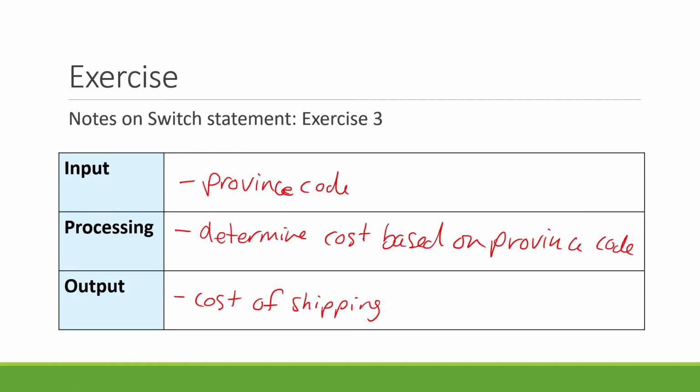Okay, hopefully you had a chance to try this exercise. So here is the IPO chart. So of course we start with the output. The output of this program was the cost of shipping. The input that we needed was the province code, and the processing, how we convert our input into our output, is we determine the cost of shipping based on the province code. So let's take a look at the code for this solution.